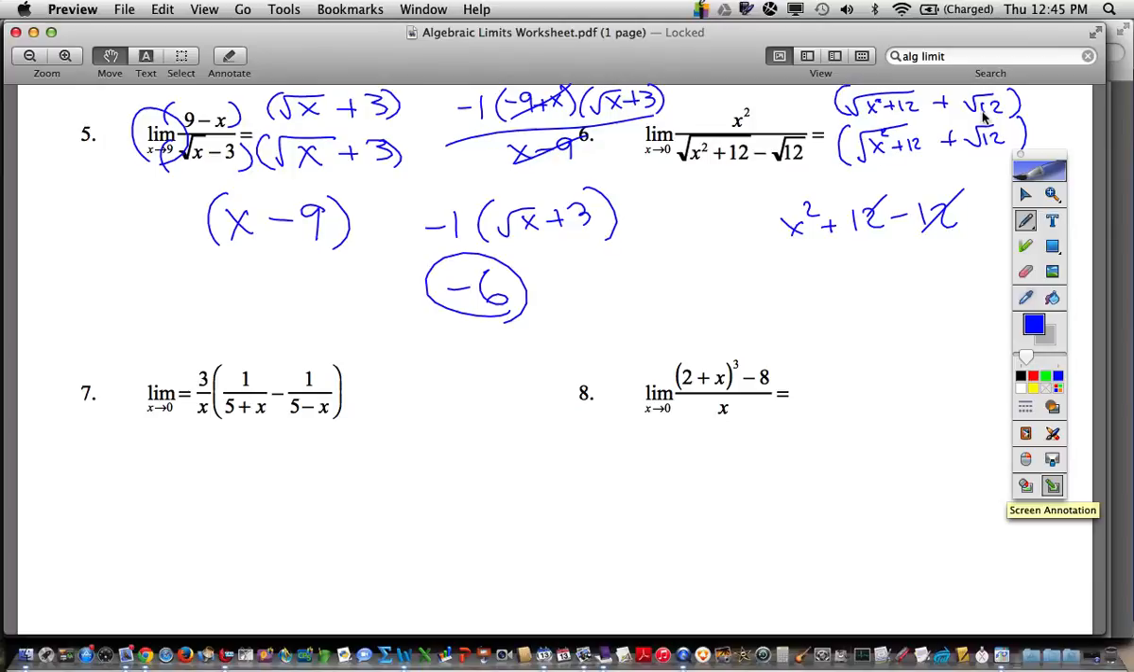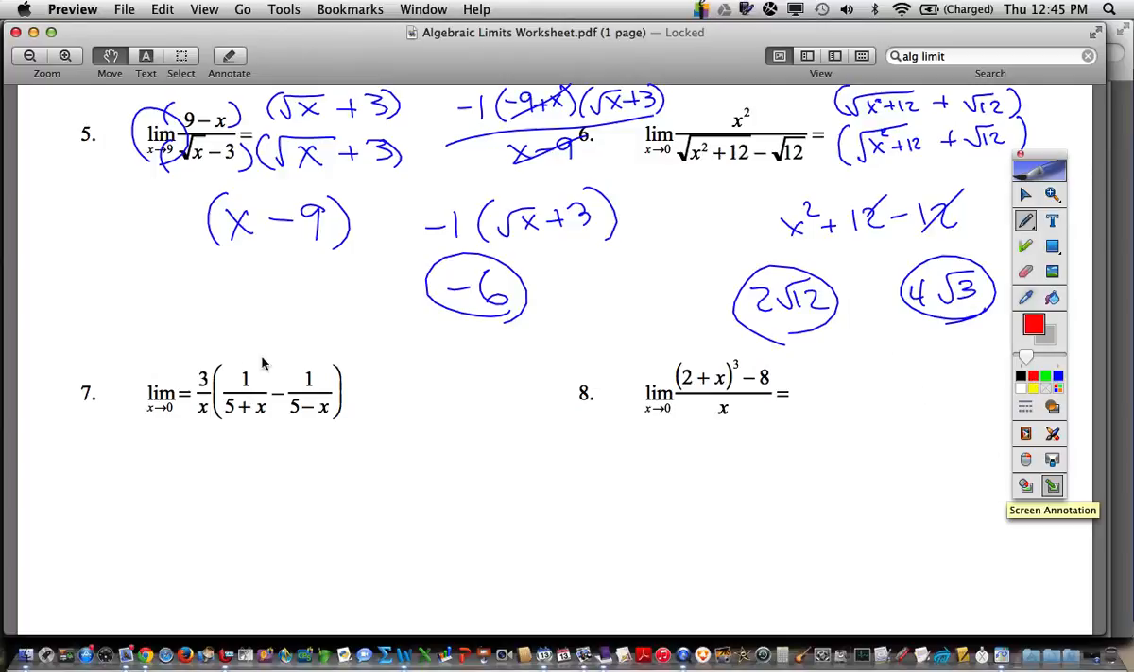So that's how a conjugate works. And the answer to that was like 2 root 12, which would reduce to 4 root 3. I don't care. You can give either one of those answers. It's fine. Okay? All right, let's talk about the bottom one here.